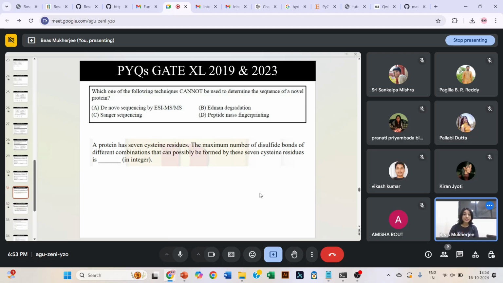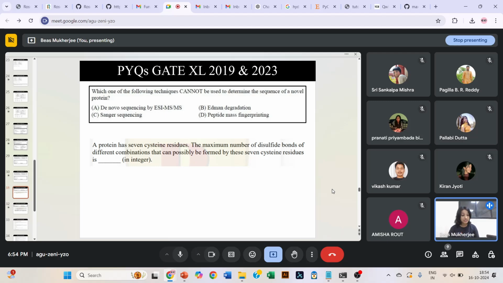Now the next question is something very interesting. They are asking that a protein has 7 cysteine residues. The maximum number of disulfide bonds of different combinations that can possibly be formed by these 7 cysteine residues is. So this is a NAT, numerical answer type question. This is from GATE Excel 2023. The one before this was GATE Excel 2019. So in 2023, this particular question was asked.